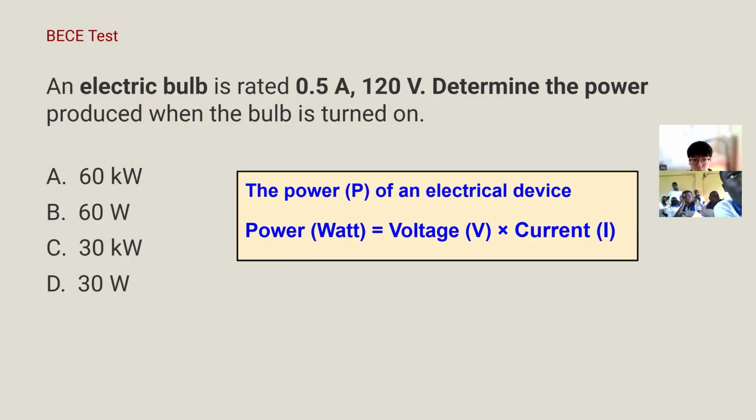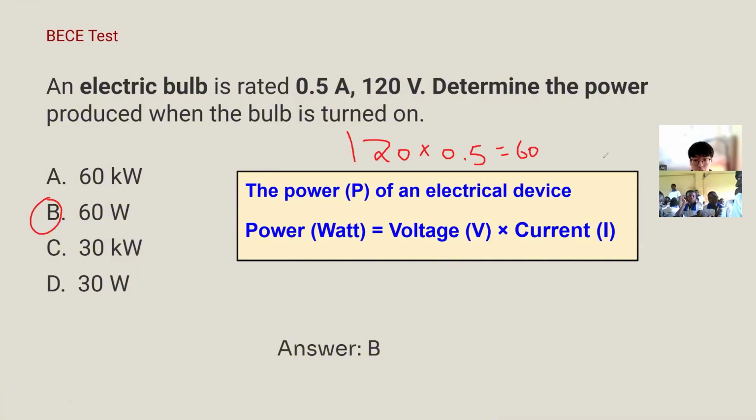B. Yes, that is correct. Simply what you have to do. B is right. 120 multiplied by 0.5, which equals 60. Great job. That's how you solve it. 120 is the voltage, 0.5 is the current. So multiply those, you get the power of 60 watts.